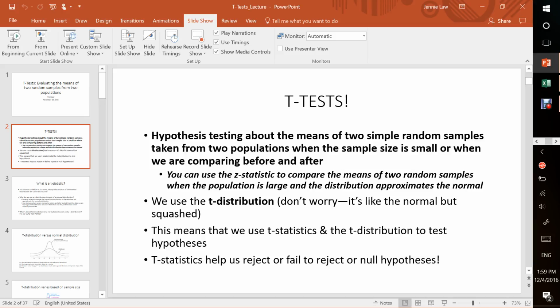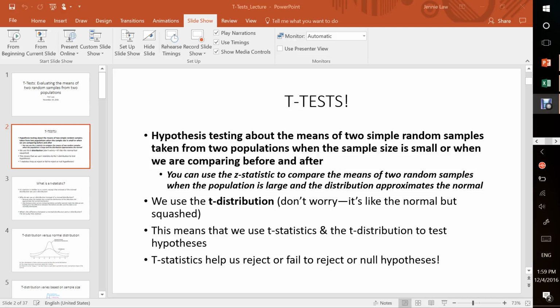Now we use t-tests when the sample size is small. The rule of thumb is when it's below 30, or when we are comparing before and after, which I've also referred to as pre and post scores for matched variables. When we have more than 30 observations and we're not doing a pre-post, you can use the z-statistic to compare the means of two random samples.